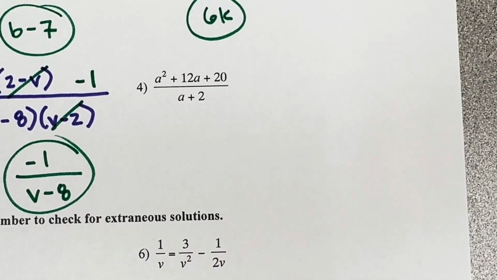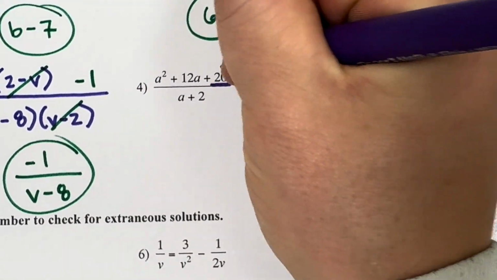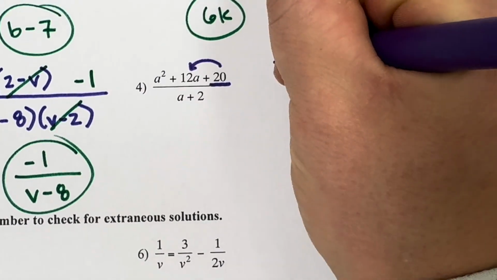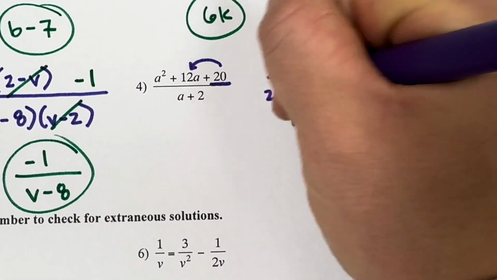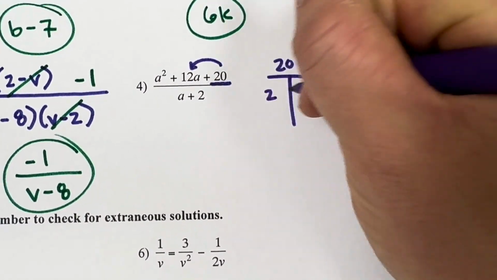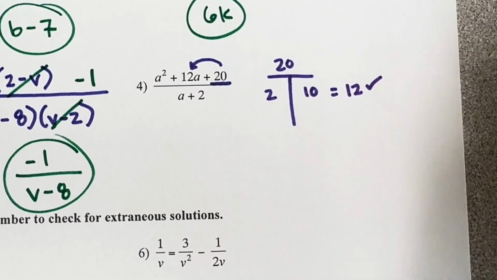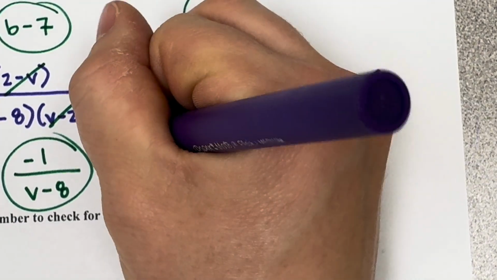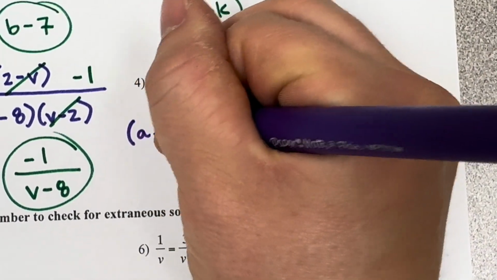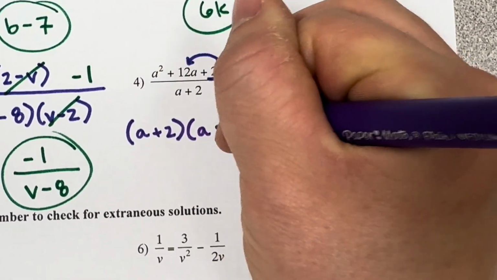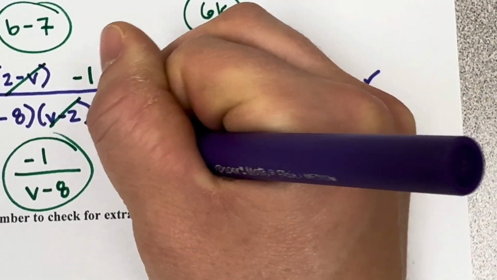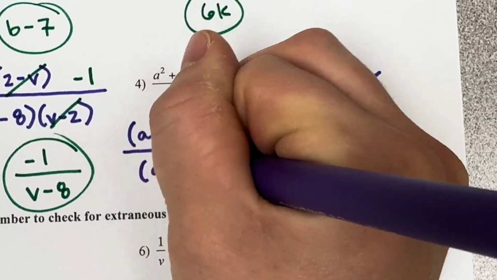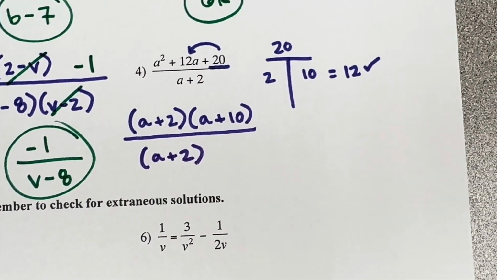Okay, my numerator, I can factor. I need two numbers that multiply to 20, add to 12. Well, I know that 2 times 10 gives me 20, and then 2 plus 10, easy peasy, gives me that 12 I'm looking for. So this means my numerator factors to a plus 2, a plus 10, and my denominator, I cannot factor, it's already simplified. I'm just going to put parentheses around it because that is an entire piece.